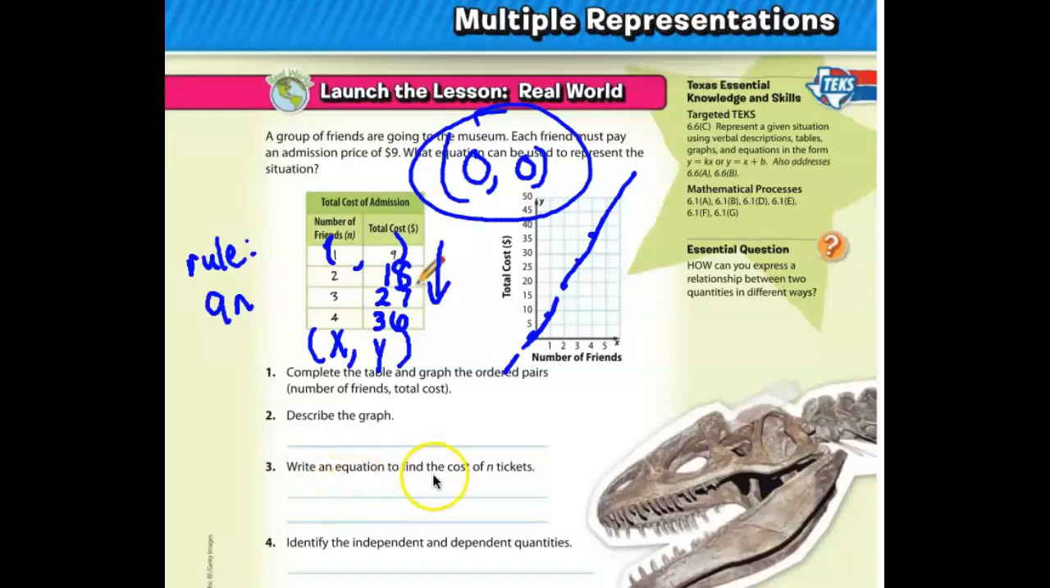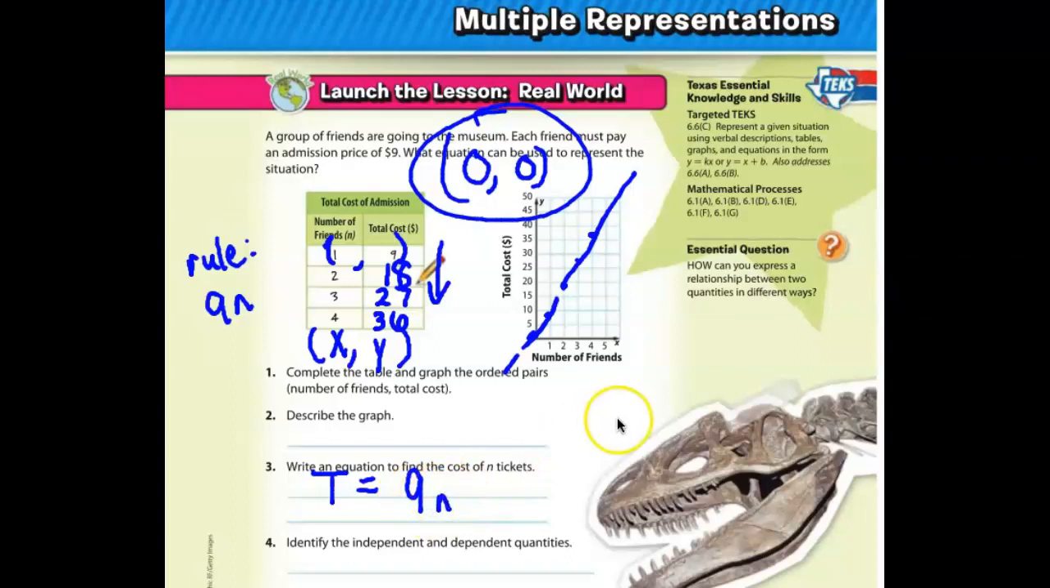Now we're going to write an equation to find the cost of the tickets. And it says that the variable should be n for friends, but it doesn't really give a variable for total cost. So I'm going to go ahead and say, I don't know, what do you think our variable should be? Go ahead and answer that for me. Okay, I'm going to go with t for total cost. t is going to be equal to, and all we have to do here is write the rule, 9 times n.